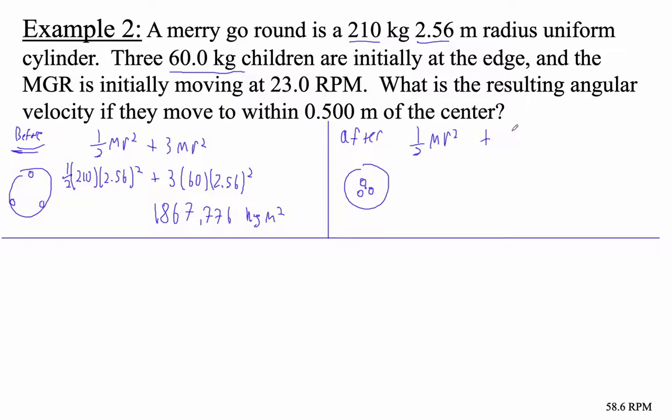But the kids are going to change. So there's 3 mr squared, and that r is going to be 0.5. That's the only difference in this calculation. So 1/2 of 210, like, are we done with this problem yet? Times 2.56 squared plus 3 times 60 times 0.5 squared. Will that change it a lot? Let's find out. Am I just going to go up arrow and be so lazy as to change the 2.56 to 0.5?